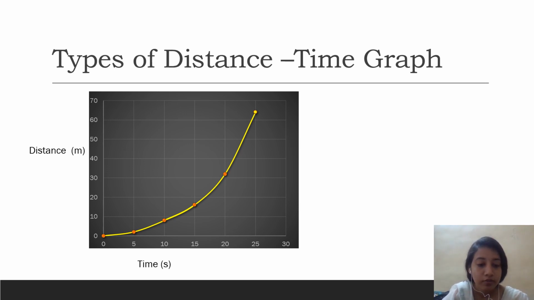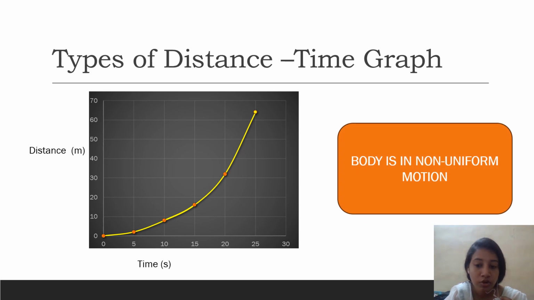We can see here that in the first 5 seconds they are covering almost 2 meters, and in the next 5 seconds it is covering almost up to 8 meters. In the next 5 seconds again it is covering up to some 15 or 12 meters. So it is covering uneven distances. Since these are covering uneven distances in different intervals of time, we can say that the body is in non-uniform motion.